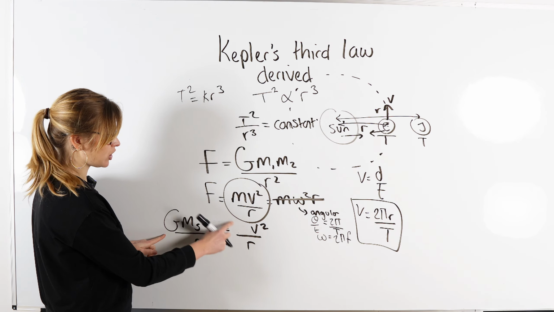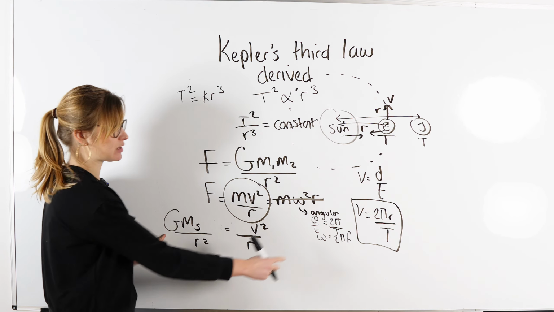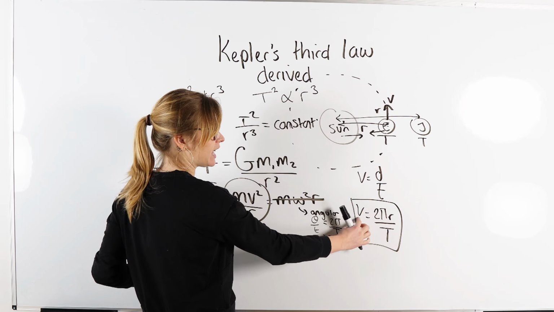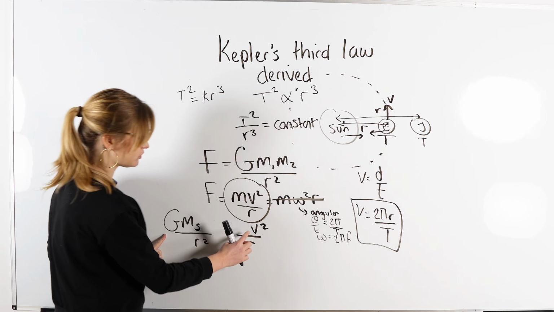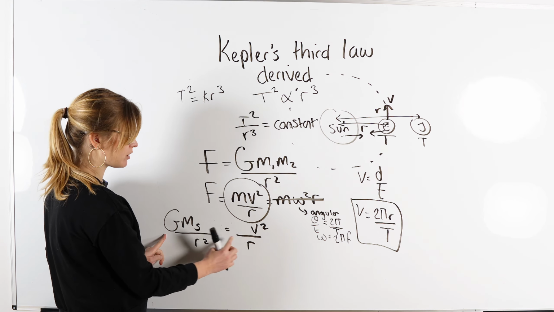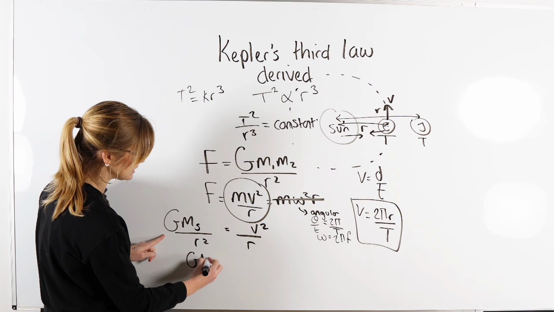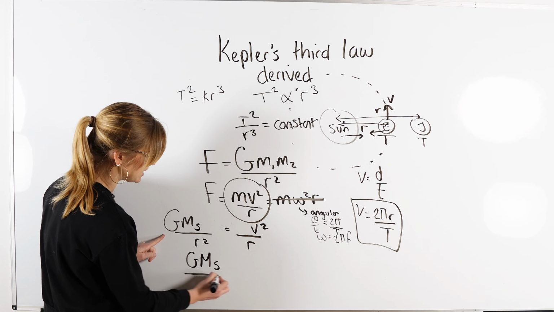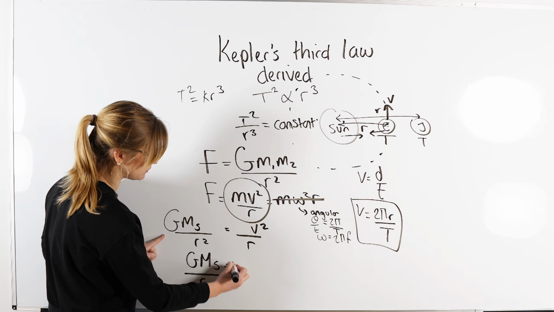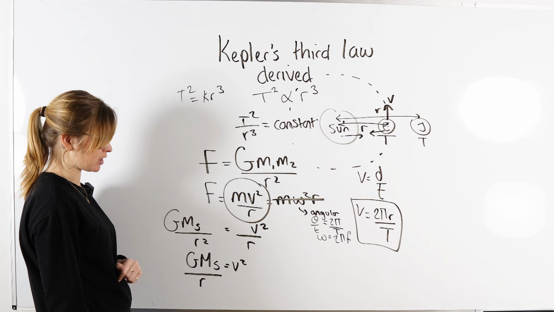So what I can do now is simplify this, because I want to insert this equation in. I want to see what v equals. So I'm going to rearrange this just to get v squared. I'm going to multiply both sides by r. I have G times the mass of the sun divided by the radius is equal to v squared. So again, we multiply both sides by r.